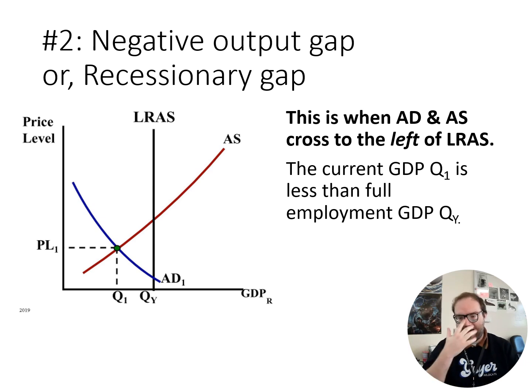So another way of saying that, based on what this graph says, is that the current GDP, which is where aggregate supply and aggregate demand connect, right here, is less than the full employment GDP. So we can see we are right here as opposed to right here. So we are lower than full employment GDP.